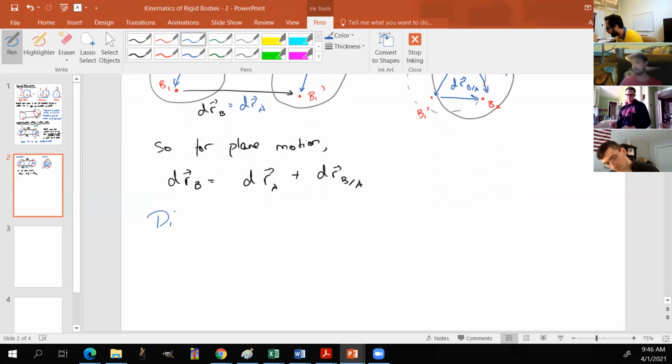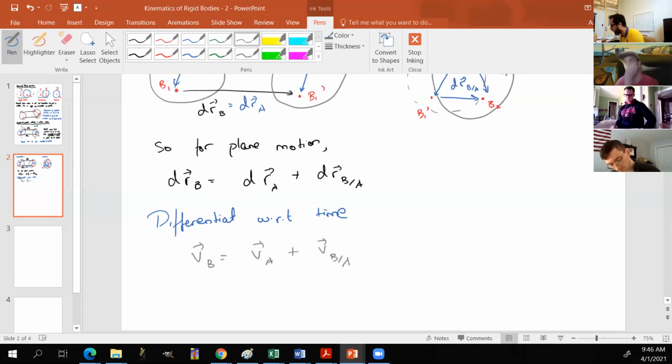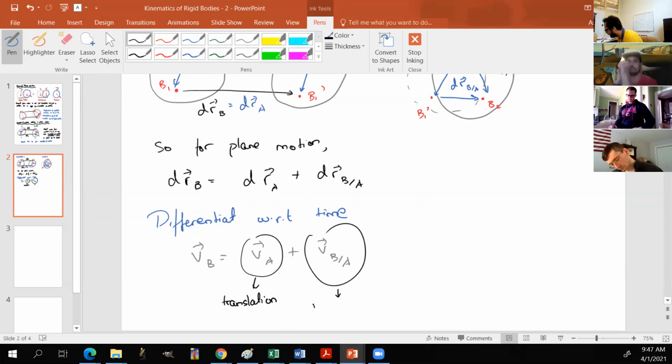So we differentiate with respect to time, and what you get is this expression. You see that the velocity of any point on a rigid body is equal to the velocity of any other point on the rigid body plus the rotational component, right? So this part here is your translation, and this part here is your rotation.